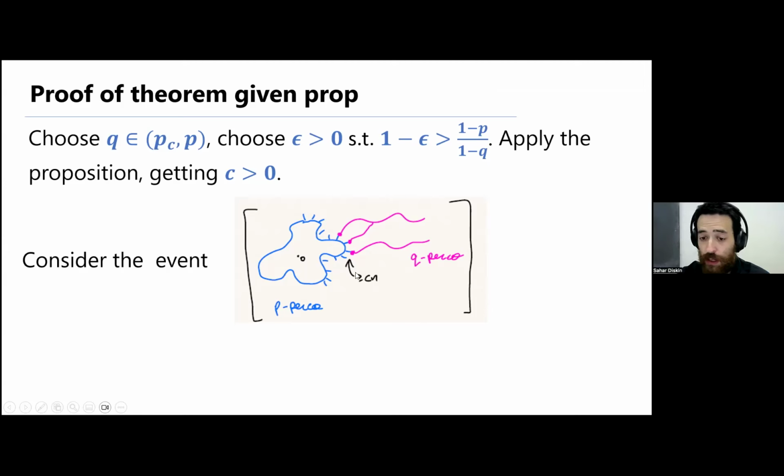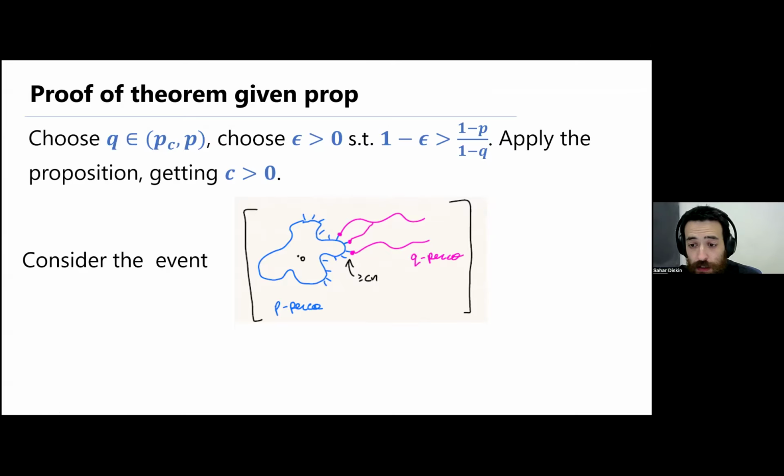This is the event that we care about. This is the image we care about. I do P percolation. Outside, I do Q percolation. And I ask whether the number of these edges is at least Cn, the same C we got from the proposition.